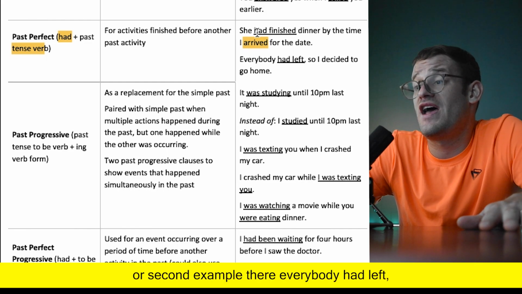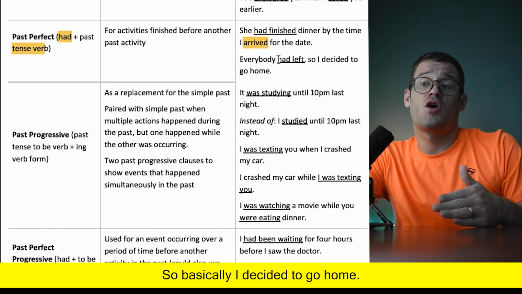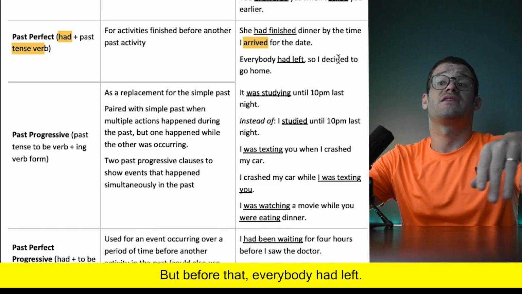Our second example there, everybody had left, so I decided to go home. So basically, I decided to go home, but before that, everybody had left.